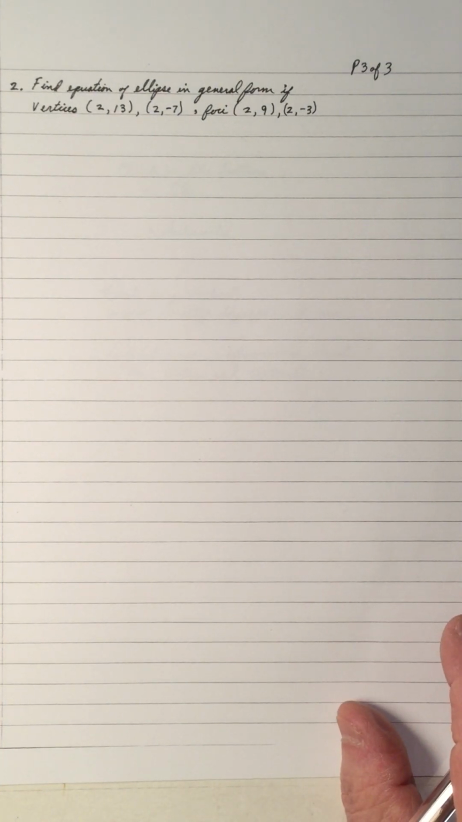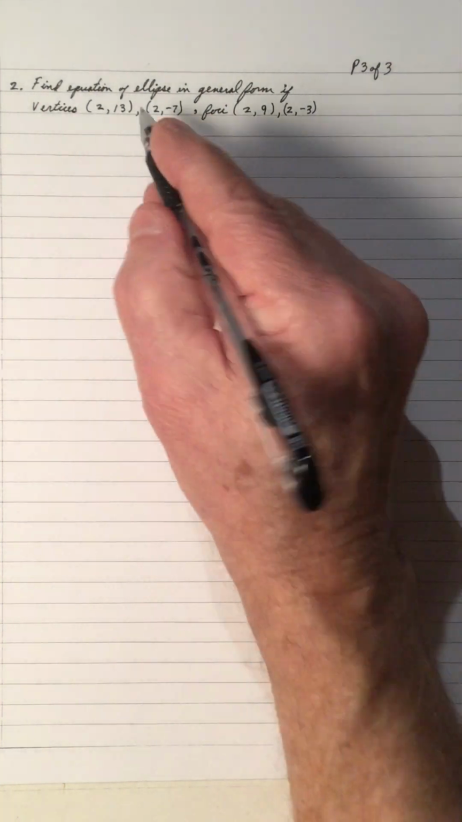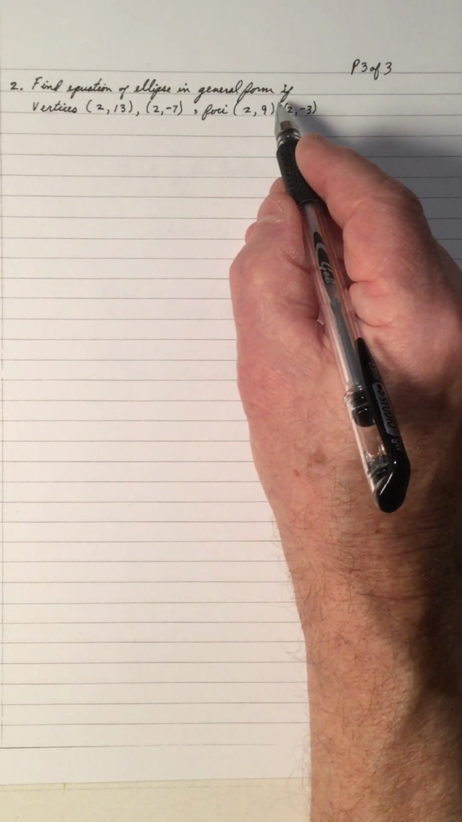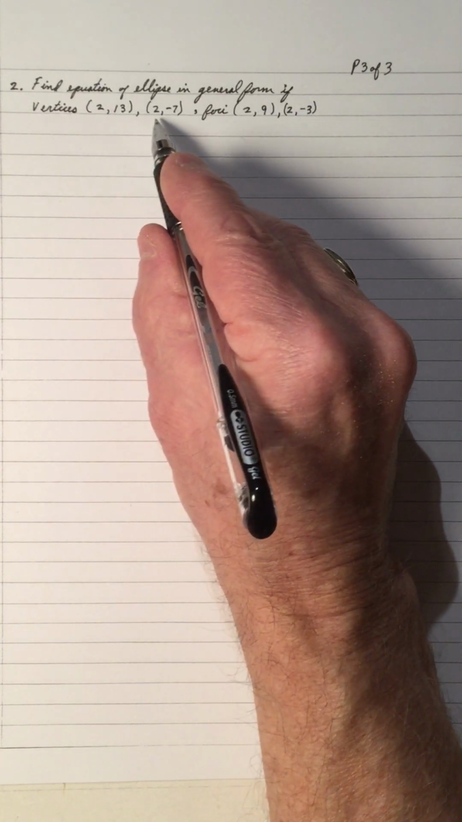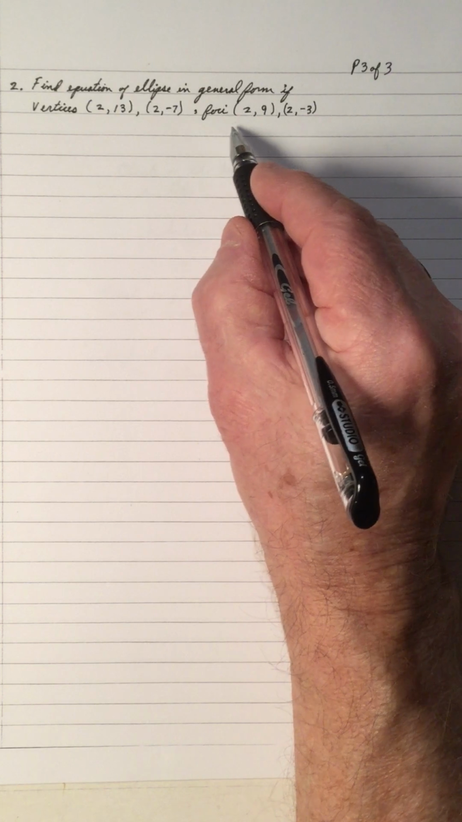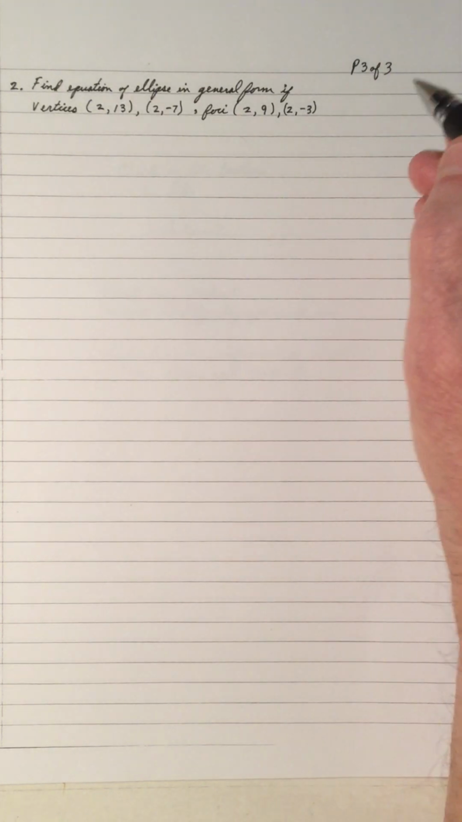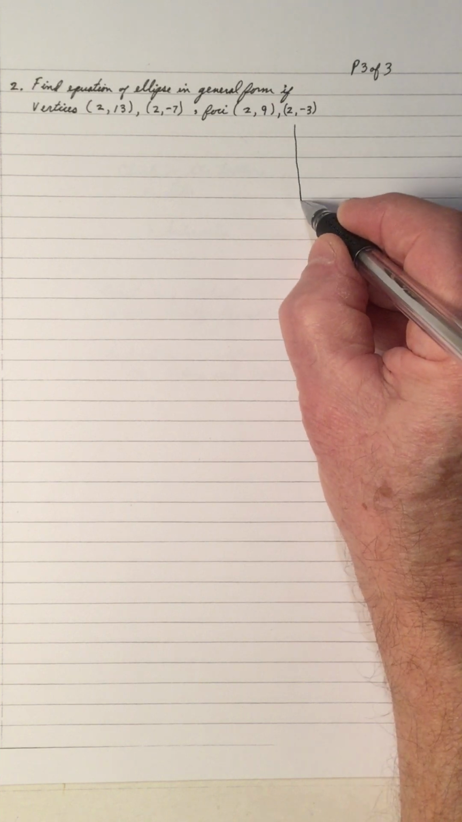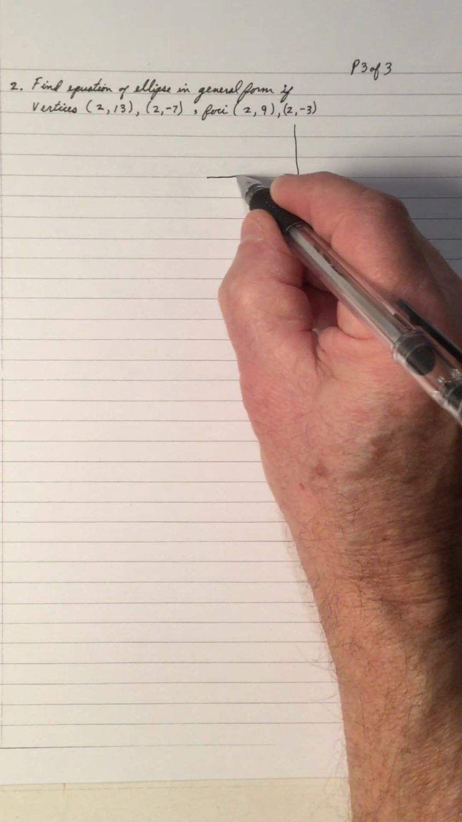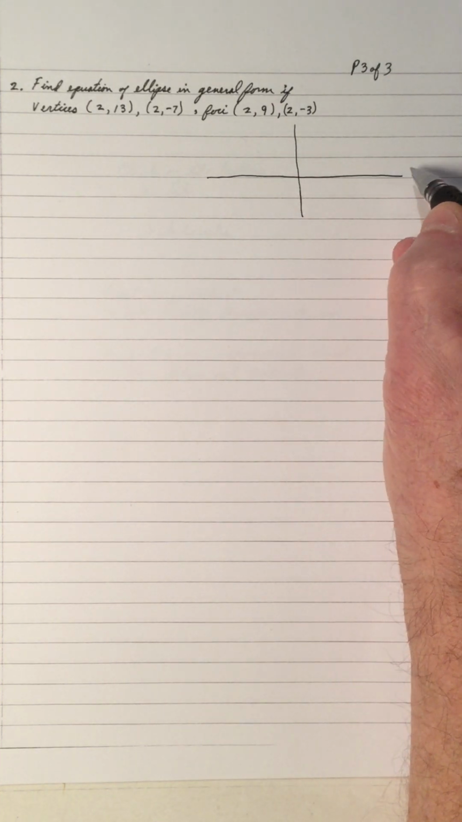Okay, that's number 1 done. Now, a different one: find the equation of the ellipse in general form if the vertices are (2, 13), (2, -7) and the foci are (2, 9) and (2, -3). Again, let's draw a rough picture of what we have. We want to do exact.